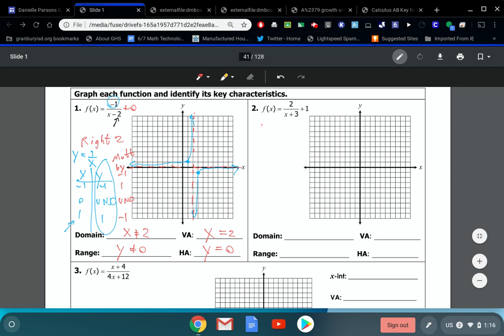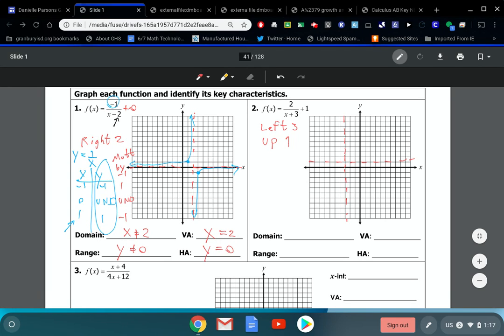All right, so on this one, notice that you're going to move to the left 3. Remember, x is a liar, so it's going to be the opposite, and this is going to be up 1. What I mean by that is that that's where your vertical asymptote is going to be located. Up 1 would be right here.